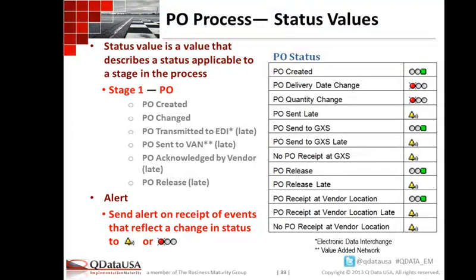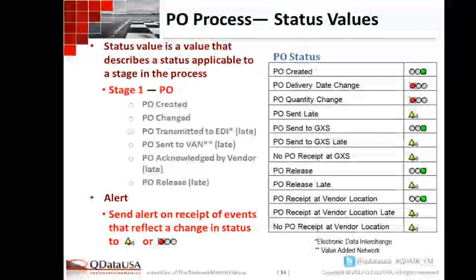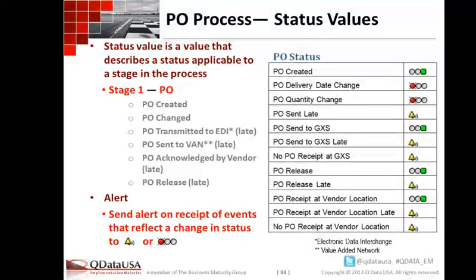We've got PO release. Those are a few different statuses, and PO release is late. PO receipt at vendor location. PO receipt at vendor location is late. No PO receipt at vendor location. So a bunch of different statuses that we can actually register against the PO itself. And each one of those will be triggered either by the receipt of an event or the non-receipt of the event when it should have occurred at that particular time.